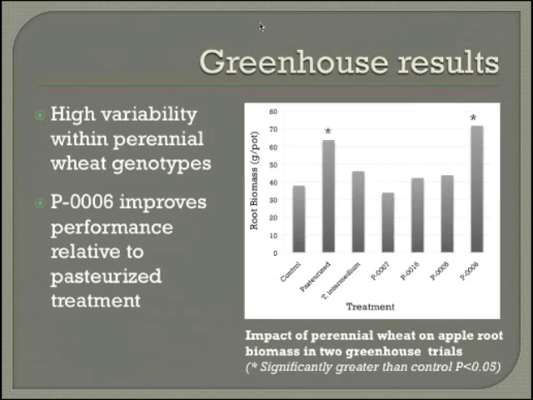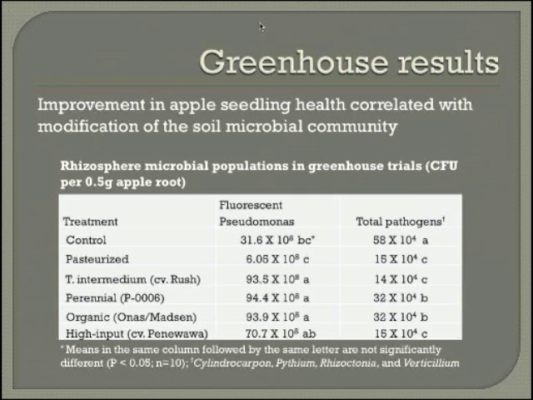This is our perennial genotypes, how they came out. And we had a lot of variability within the perennial genotypes, so they're still segregating. So some pots were having a large effect, some pots weren't, and this graph doesn't really show that very well. But we did have one variety, P006, that performed really well at boosting apple seedling health, even as good as the pasteurized treatment. And when we looked at then changes, yeah.